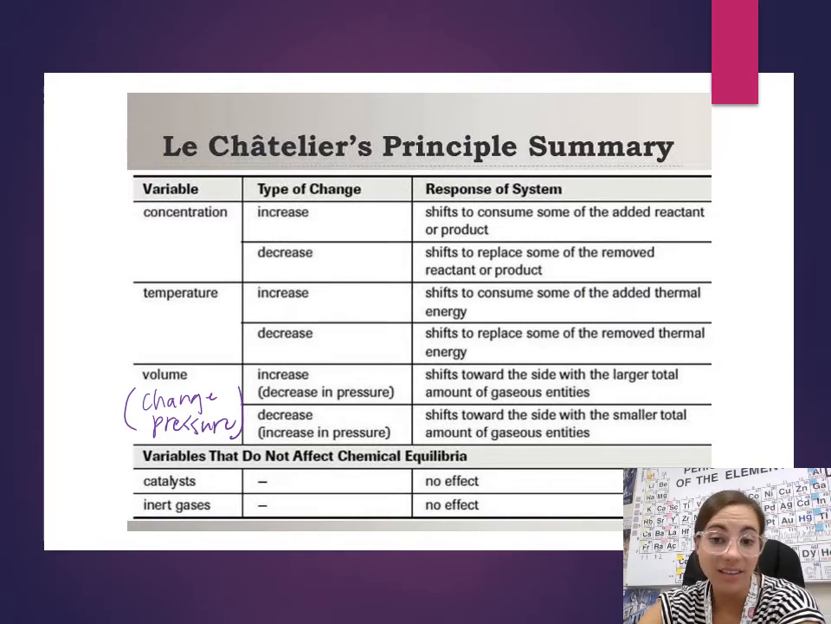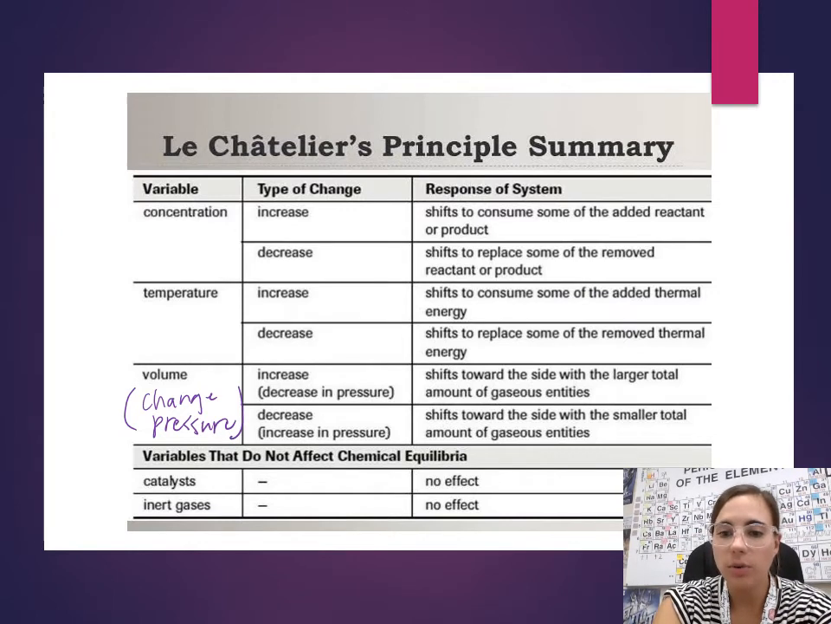If we add a catalyst, that's not going to affect the equilibrium position. It's going to get you to the products faster, but it doesn't change your position of equilibrium. The other example of no change is an inert gas. That's going to have no effect because it's not part of the reaction.